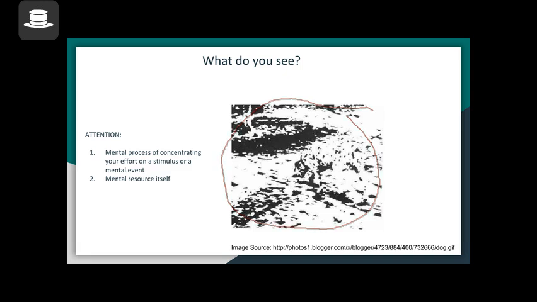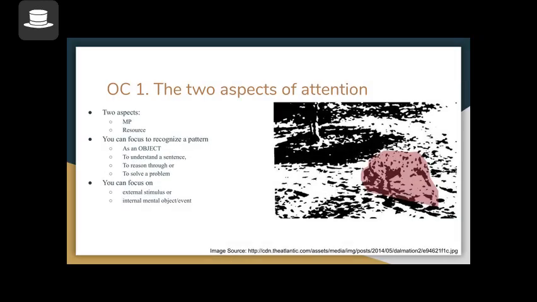But there is another aspect here. That's why the first outcome is two aspects of attention. The first aspect is attention as a mental process. The second aspect of attention is that it's a mental resource itself. In other words, for you to concentrate, focus your effort, you need resources. Attention is both the process of using resources, but attention is also the resource itself. So, in that sense, mental process is one aspect of attention, and the resource is the other aspect.